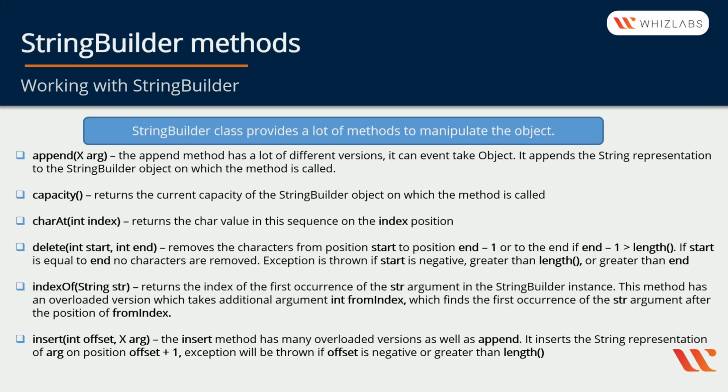Finally, for this slide, we have insert, which takes an int argument offset and an argument arg. The insert method has many overloaded versions as well as append. It inserts the string representation of the arg argument at position offset plus 1. An exception will be thrown if offset is negative or greater than length.